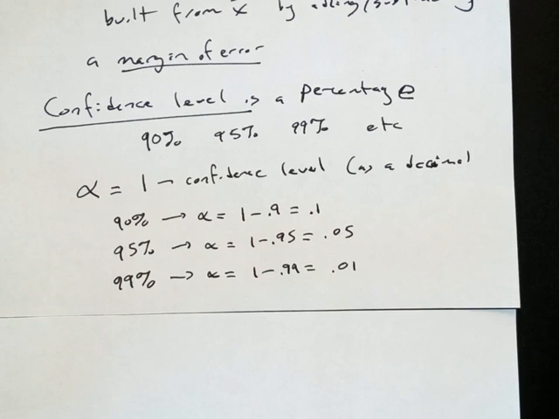Now, here's the sneaky part. For each of these, I want you to turn to table Z1, sorry, C1, the Z table. I want you to go to the Z table.